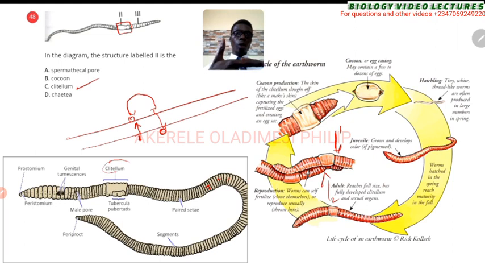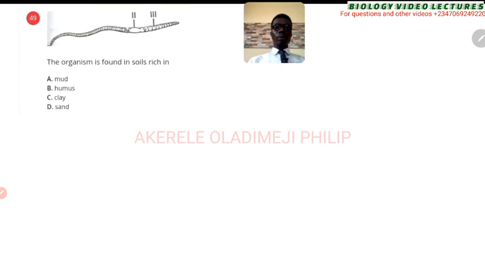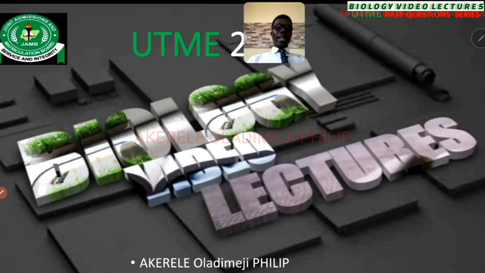Now, the organism is found in soil rich in humus. Yes, they love organically rich soil, rich in humus. They prefer to stay there. All right, that's earthworm, and it also helps to aerate the soil. It is of great economic importance in farming. All right, that will be all for now.